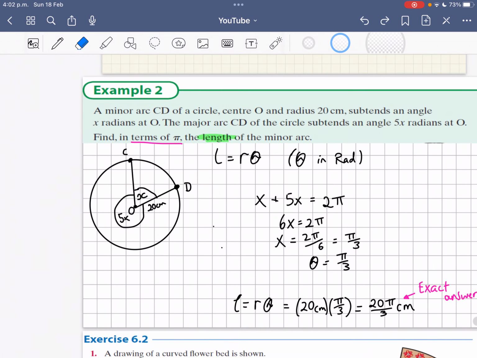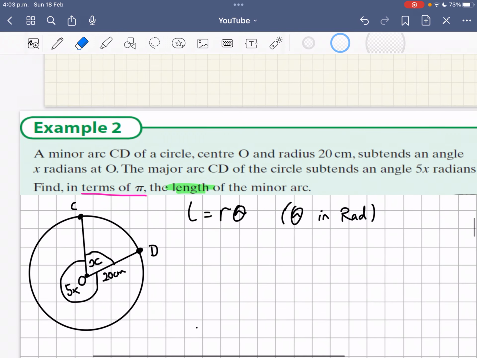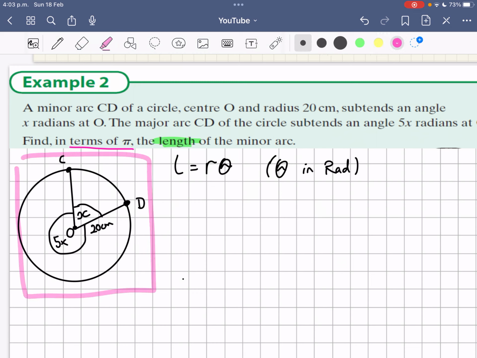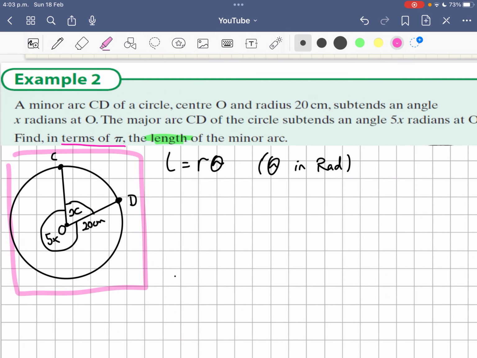So question 2 here, I had it done out previously. The minor arc CD of a circle, centre O and radius 20, subtends an angle x. So the first thing I would do there is draw that out, as I've done here. It's a lot easier to picture information like this when you have it as a drawing, and oftentimes you get marks for your drawing. The major arc CD subtends an angle 5x radians at O. O is your origin or your centre. Find in terms of pi the length.